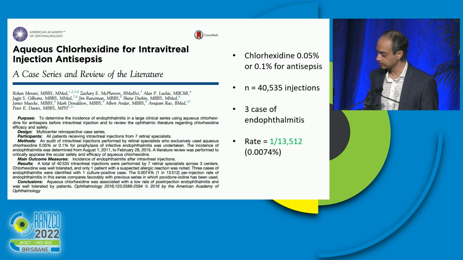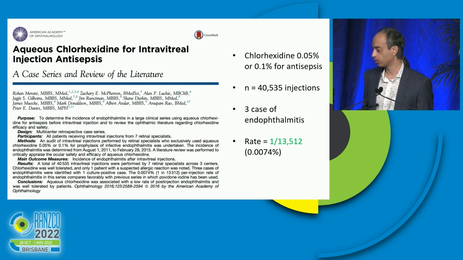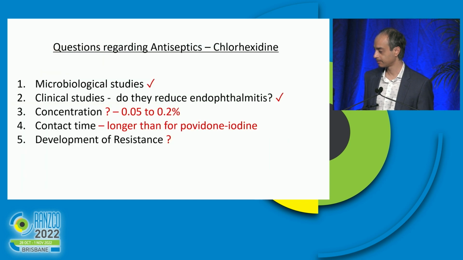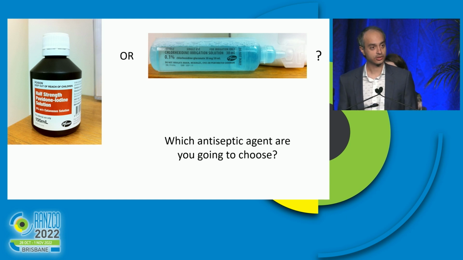And this was our series, multi-centre study from Australia. We showed that out of 40,000 injections, the rate of endophthalmitis was very low when aqueous chlorhexidine was used as the sole antisepsis. So we've got increasing knowledge regarding chlorhexidine. Like betadine, we don't really know what the best concentration is. We think the contact time is longer. The question of resistance is not as well established. So which antiseptic agent are you going to choose?